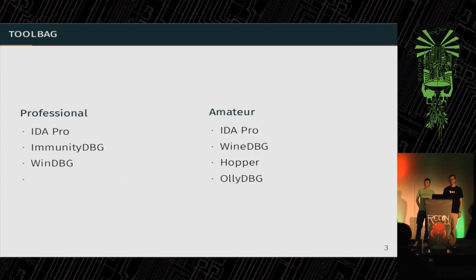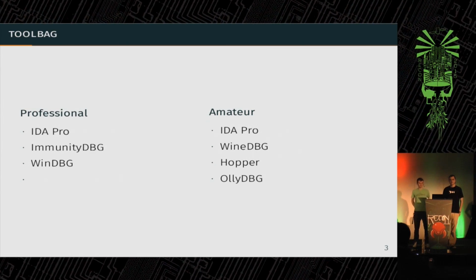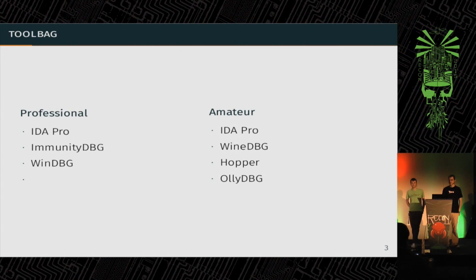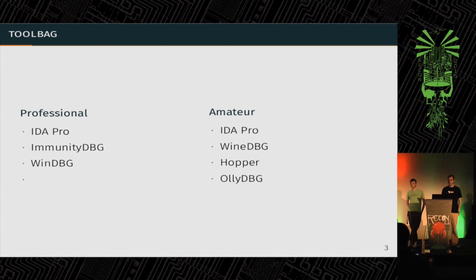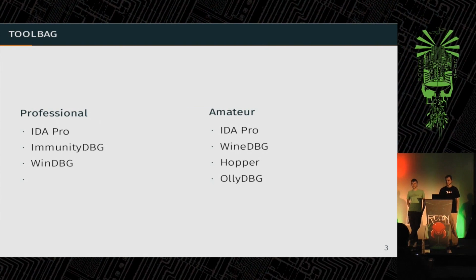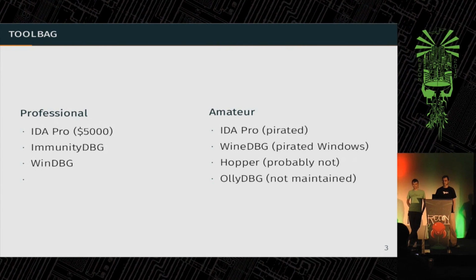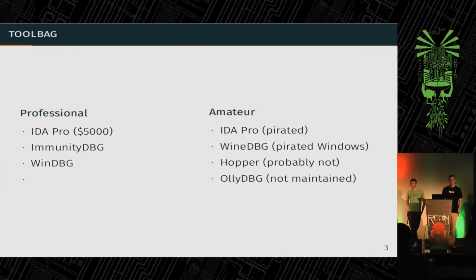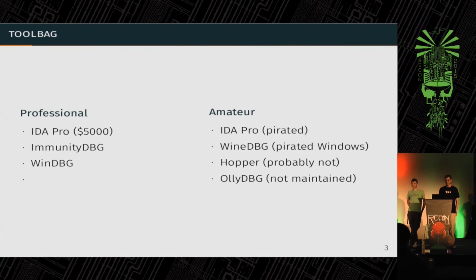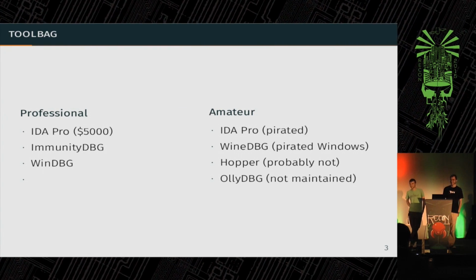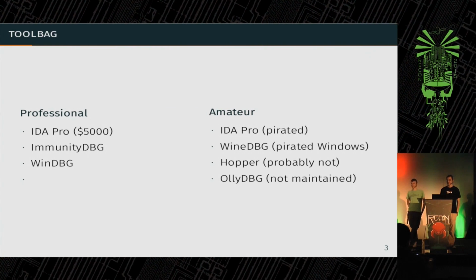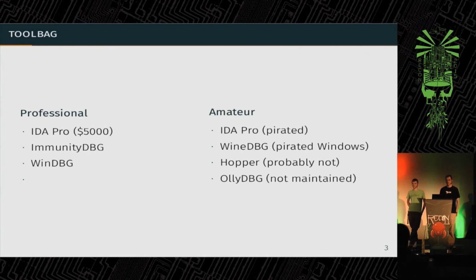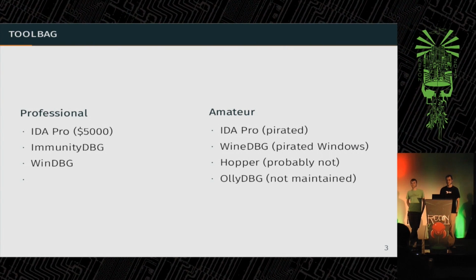In most reverse engineers' toolbags, if you're a professional, it's most likely IDA Pro, ImmunityDebug, or WinDbg as your top three tools. If you're an amateur, it's probably also IDA Pro, WinDbg, Hopper, or OllyDbg. But for amateurs, I'm pretty sure that almost not everyone was working at a certain antivirus company in 2011. Either you're using WinDbg or your Windows is probably pirated. Hopper, maybe, probably not. And OllyDbg is kind of defunct. I don't think anybody is still developing this.